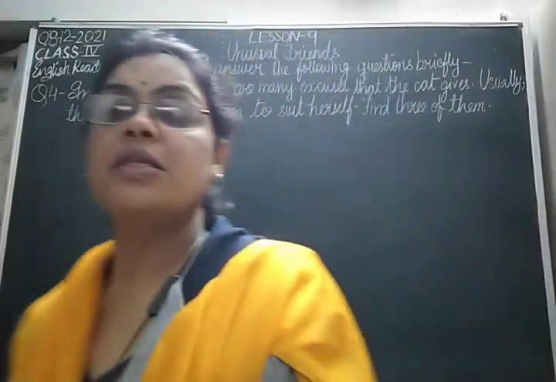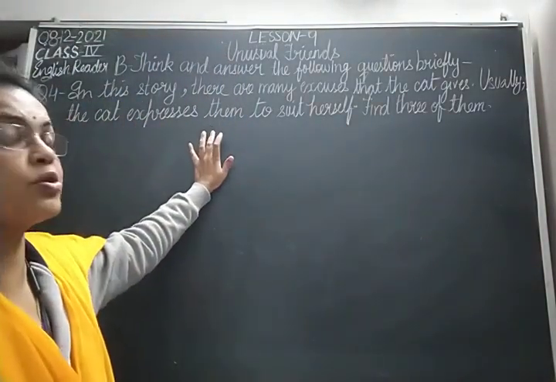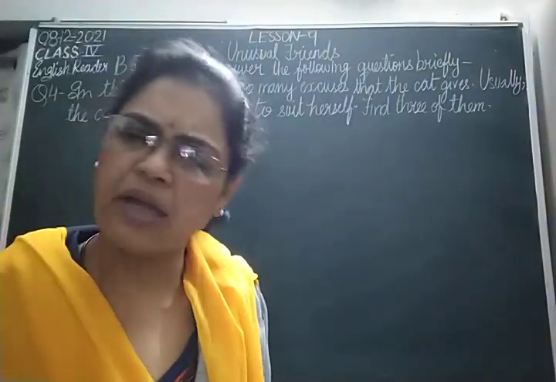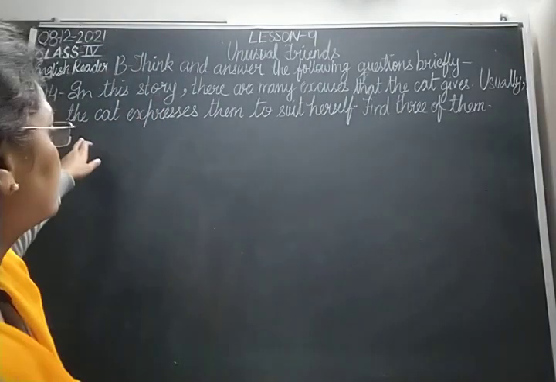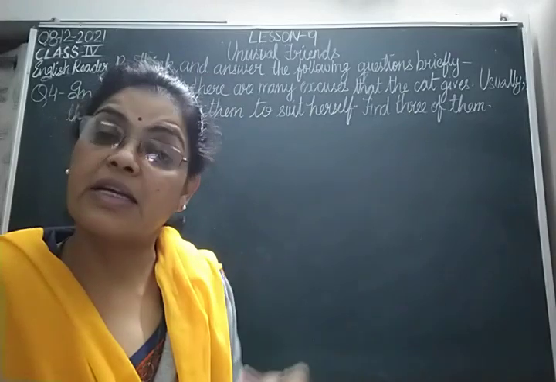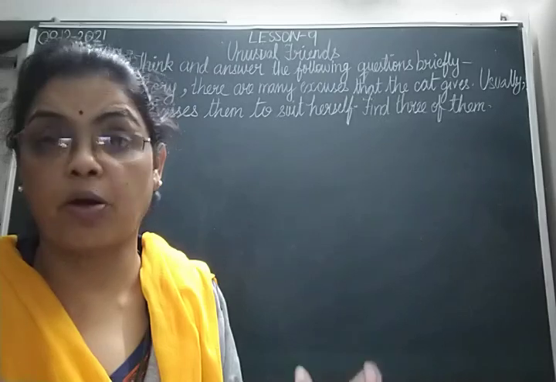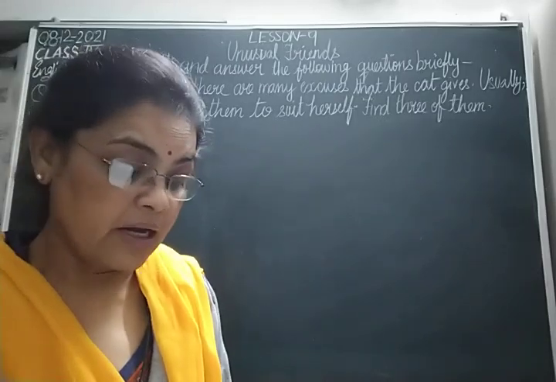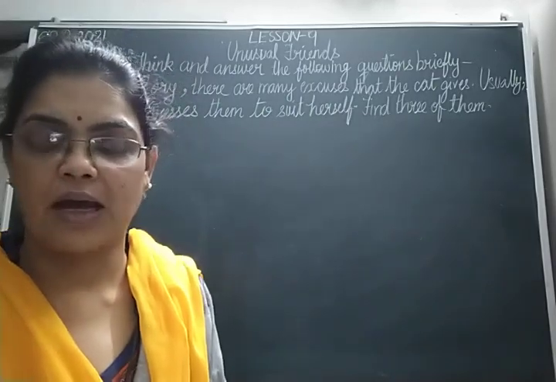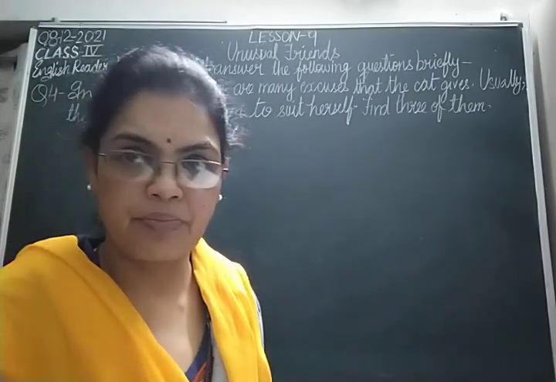Now, this question says, in this story, there are many excuses the cat gives. Excuses ka matlab kya hai? Bahane banana. Cat kai saare bahane banati hai. And usually the cat expresses them to suit herself. Aur wo saare bahane cat isliye banati hai kyunki wo saare bahane usko suit karte the kyunki she wanted to eat the pot of dripping all alone. And find three of them. So if you remember when I was reading and explaining this chapter, I had told you to underline some phrases.